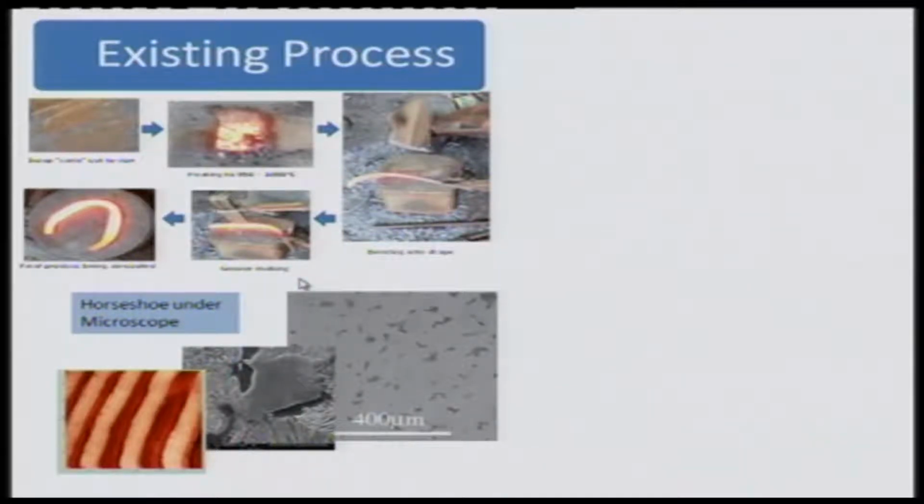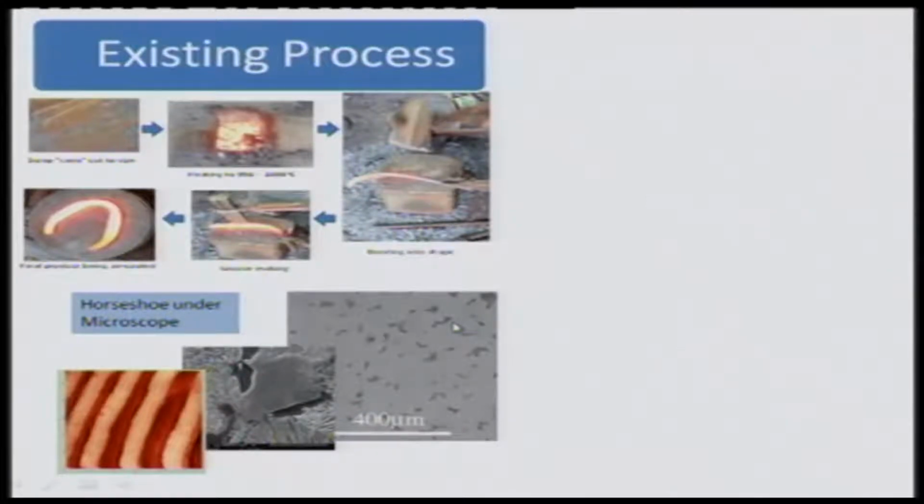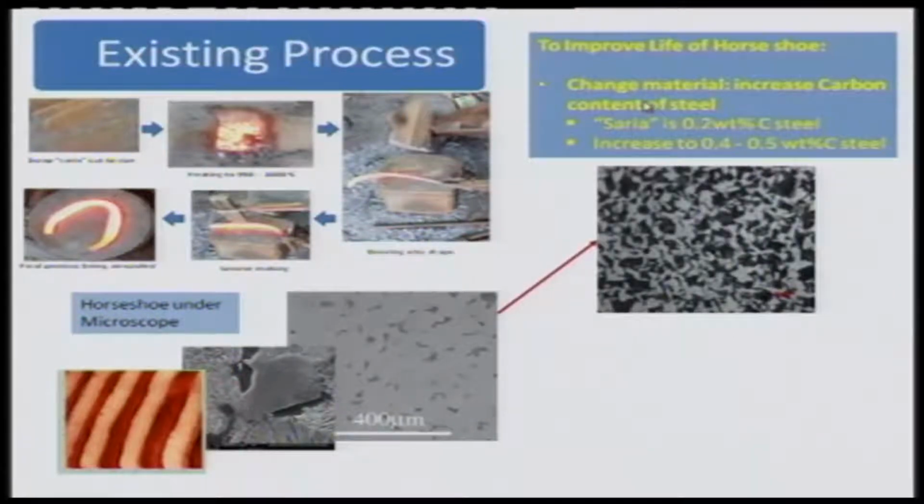Now, what can we do to increase the life of the horseshoe? We have to improve the wear resistance of the horseshoe, then only can we improve the life. One way of doing it is to increase the carbon content so that the amount of pearlite increases. Change the material: instead of 0.2% carbon, which is typically the carbon content of the sariya steel used for making horseshoes, increase it to the range of 0.4 to 0.5% carbon.